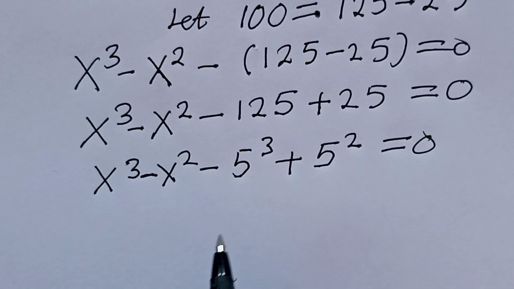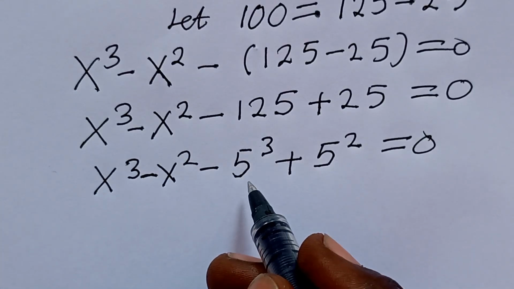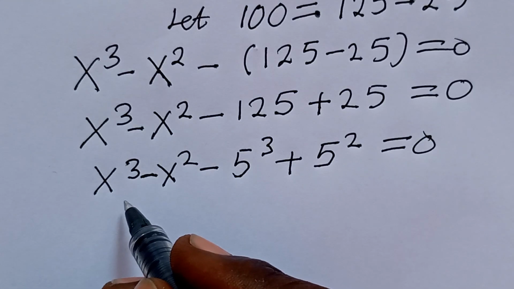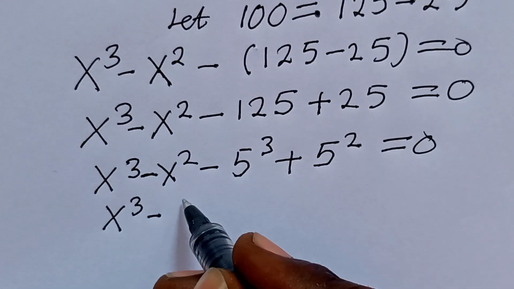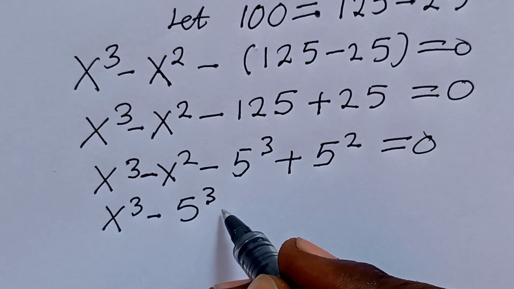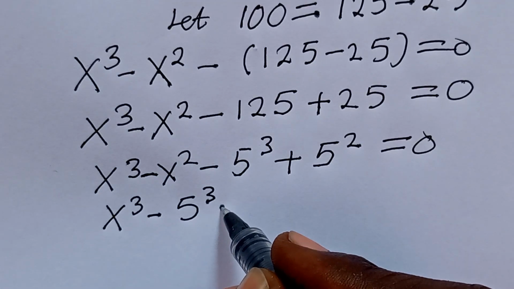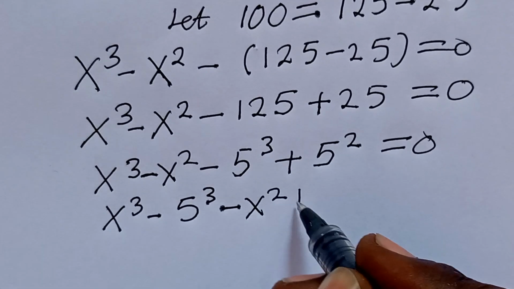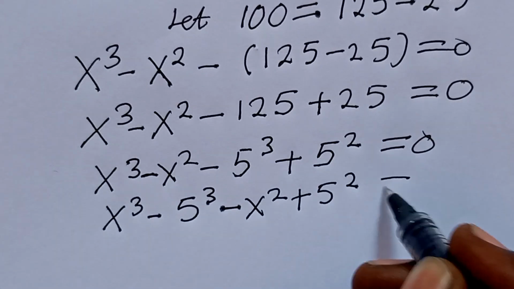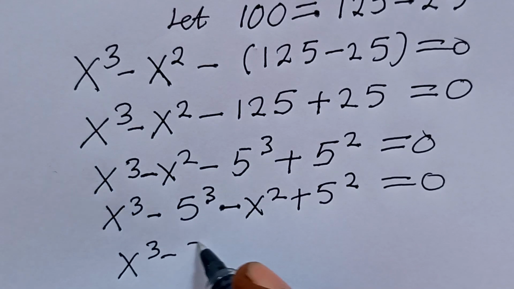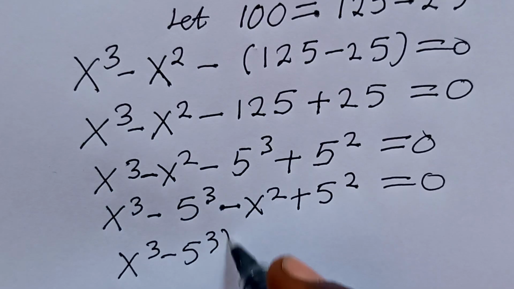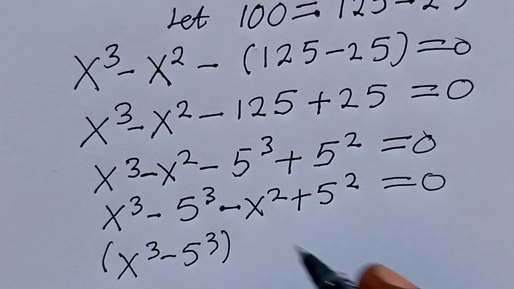So let's try and see if we can actually bring the ones with cube in the same place and the ones with squares in the same place. So we have x cubed minus 5 cubed, and now we have minus x squared plus 5 squared equals 0. If this is what we have, let's try and group this so that we can have it as x cubed minus 5 cubed. This is what we have.